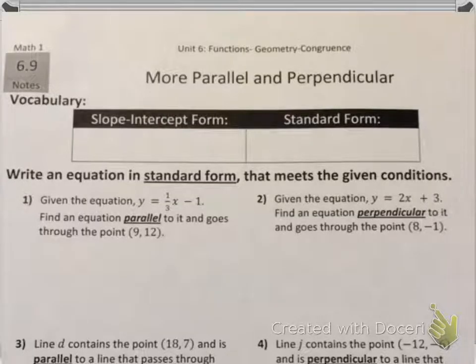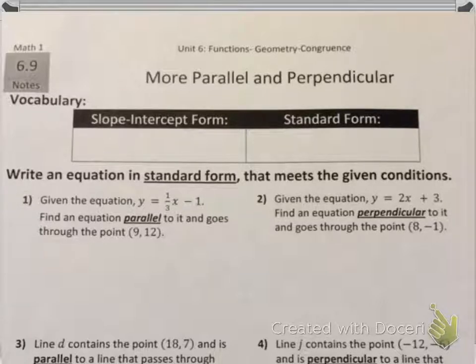Parallel lines have slopes that are the same as each other. Perpendicular lines have slopes that are opposite reciprocals, or negative reciprocals, of each other. So when we're looking at slopes and they tell us that we need to do something parallel, we're going to use the same slope. When they tell us we need to do something perpendicular, we have to flip that slope upside down, as well as change the positive or negative sign on it. If it's positive, we're changing it to negative. If it's negative, we're changing it to positive.